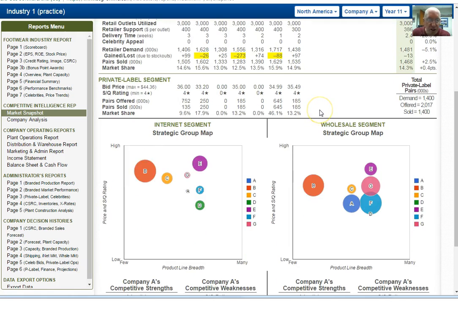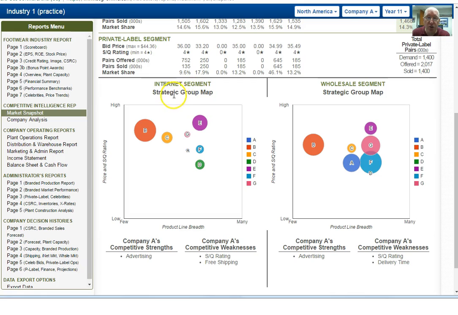The last part of each of these pages is these strategic group maps. I'll be honest with you, I don't like them. I like the fact that it shows you relative market share and how they're positioned. What I don't like is where it says company strengths and company weaknesses. You need to take that word strengths and weaknesses out and put in there company A above average, whereas company A below average in terms of its positioning. So you can see for company A, they're well above the average in advertising and below in SQ, and I mean free shipping is obvious. Over here in the wholesale segment, it's delivery time.